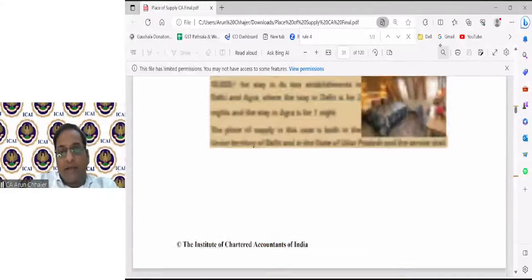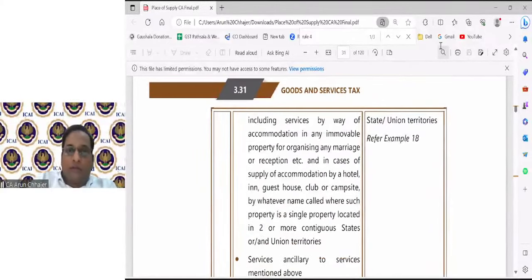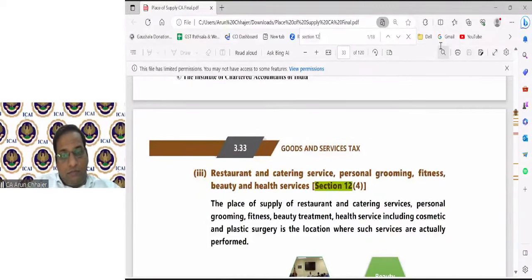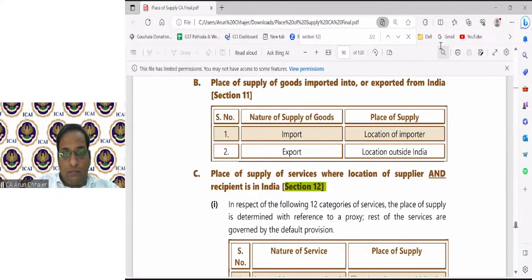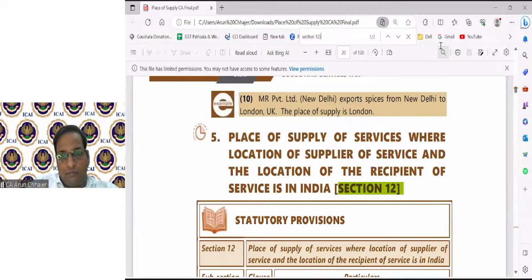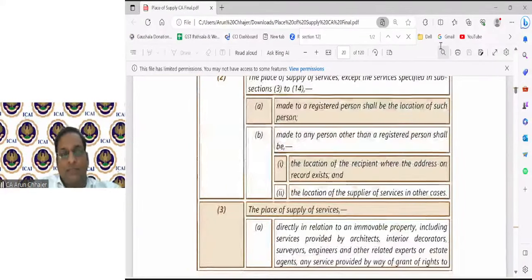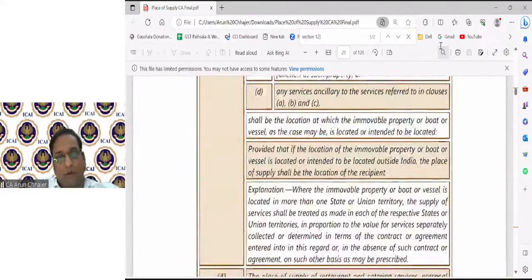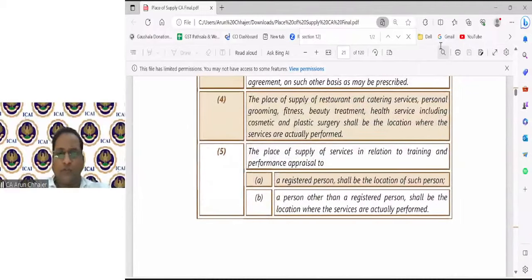I hope it is clear. Now let's move to the... Subsection 3 is completed. Any doubt you may ask. Let's move to the subsection 4. Very simple.